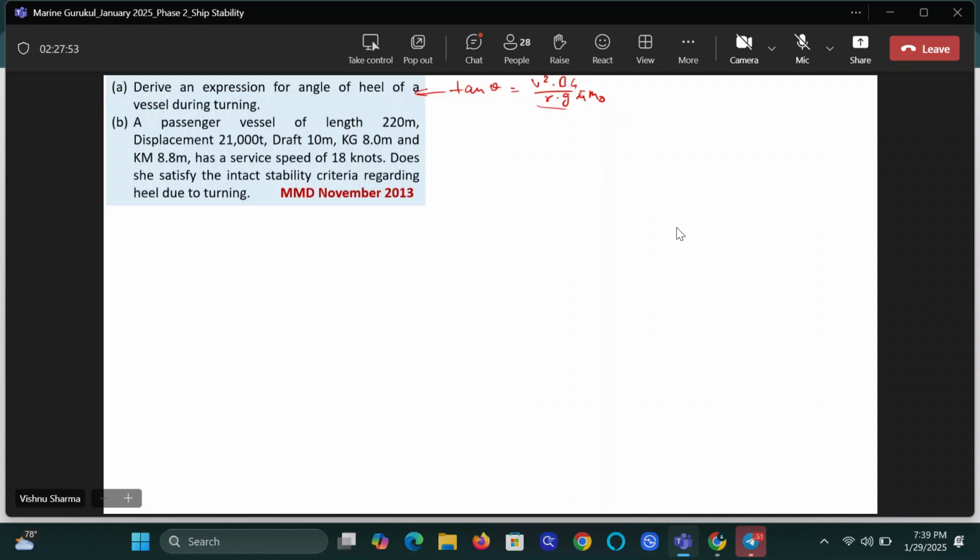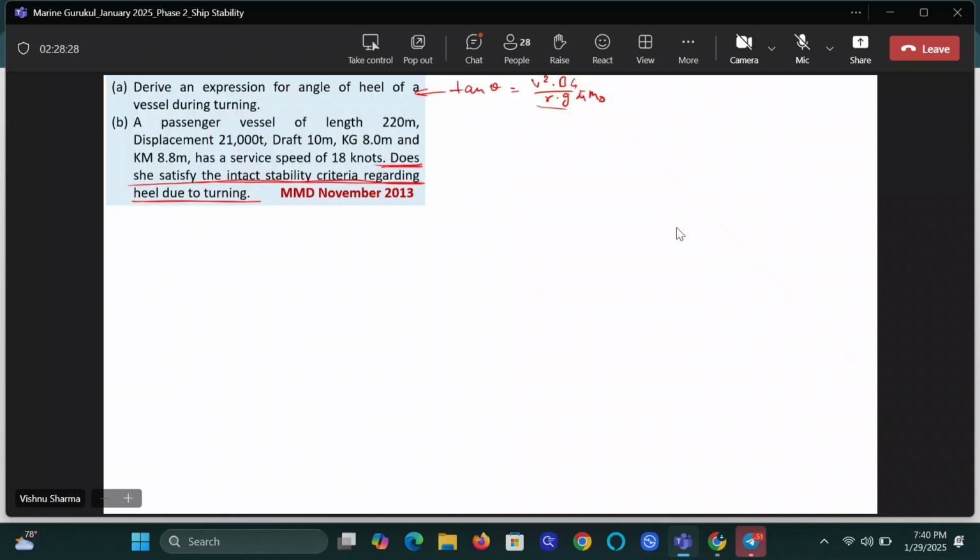The second is a passenger ship of length 220 meters, displacement 21,000 tons, draft 10 meters, KG 8 meters, KM 8.8, has a service speed of 18 knots. Does she satisfy the intact stability criteria regarding heel during turn? Please pay attention to this expression. Is it now clear that in this condition, the heeling moment has to be calculated by that formula? Yes or no? Am I clear, class?